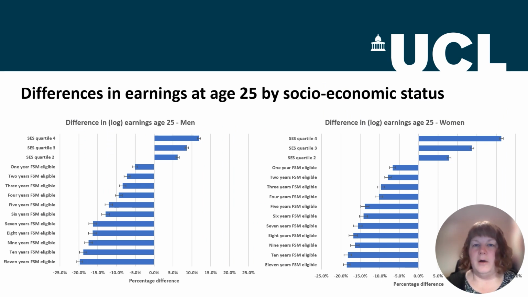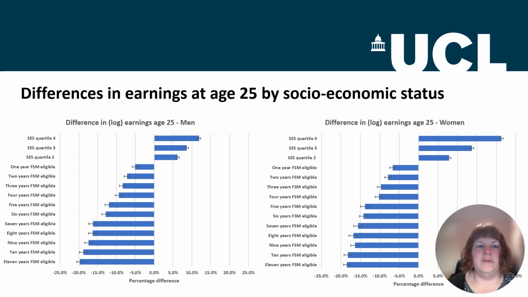So what we're ultimately going to end up doing with those clusters is to understand to what extent differences in pathways can help to explain these very large differences in earnings by socioeconomic background. Here we're using information taken at age 25 for this cohort, and it's showing you how much people are earning relative to those in our SES quartile 1, so the people who are just not eligible for free school meals at all during their school careers.